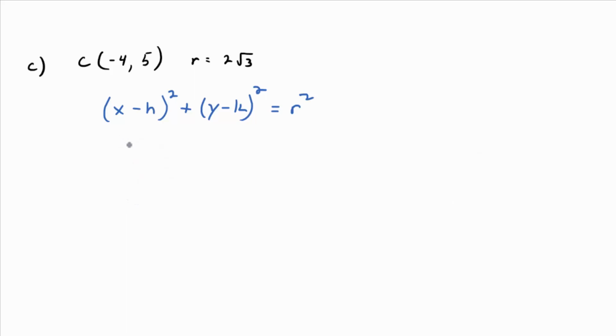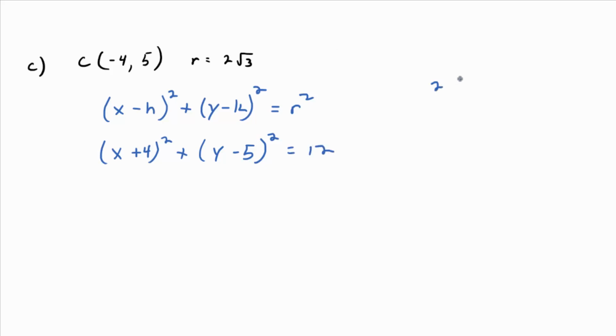What are you getting for the first part? Left side. (x plus 4) squared is a good start. Plus (y minus 5) squared. r squared is 12. You guys get that?